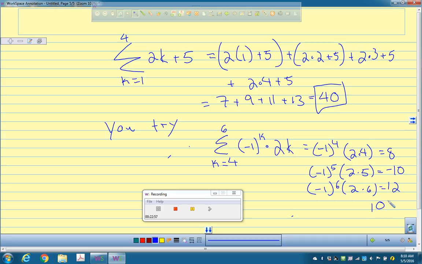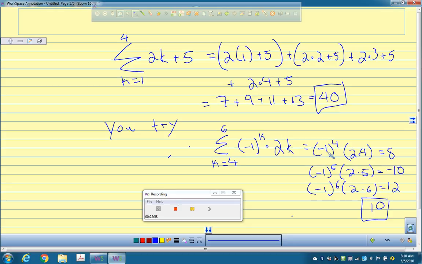Wait, isn't it the odd numbers that make it positive, not the even ones? No, the odd ones make it negative. Yeah, odd ones make it negative because -1 times -1 times -1 makes -1.